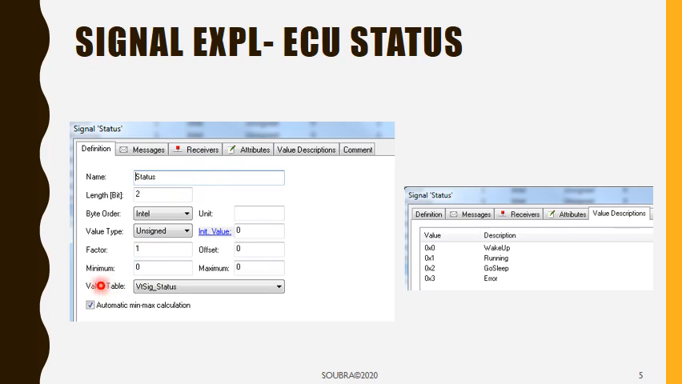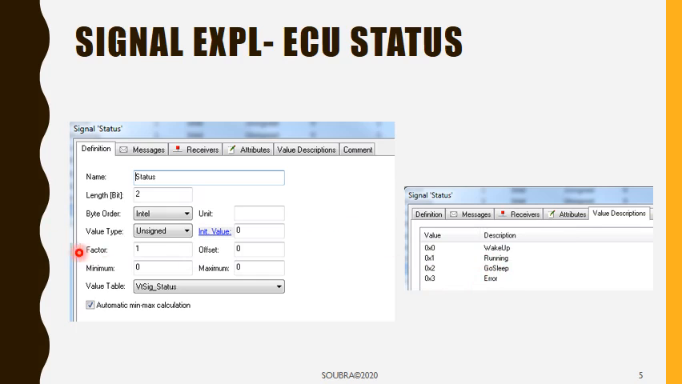Hence, we're going to use the value table here, fair enough, which is represented by that. This means that whenever we have the value 0, right, so we have 2 bits, so we can have up to 4 values, so we have 0, 1, 2, 3. So whenever we have the value 0, this means that my ECU is awake, so wake up. When we have 1, it means that it's running. When we have 2, it means that we're going to sleep, and when we have 3, it means that we have an error. Fair enough?